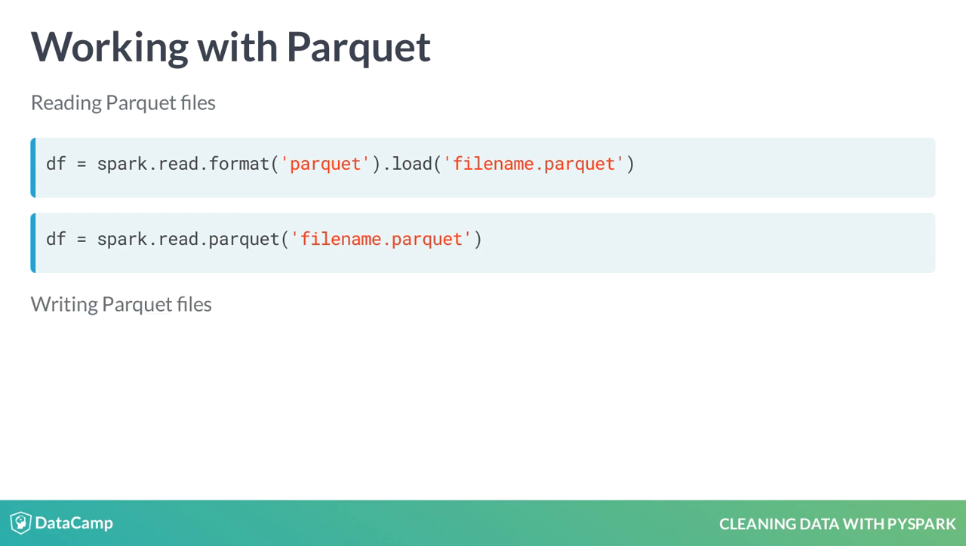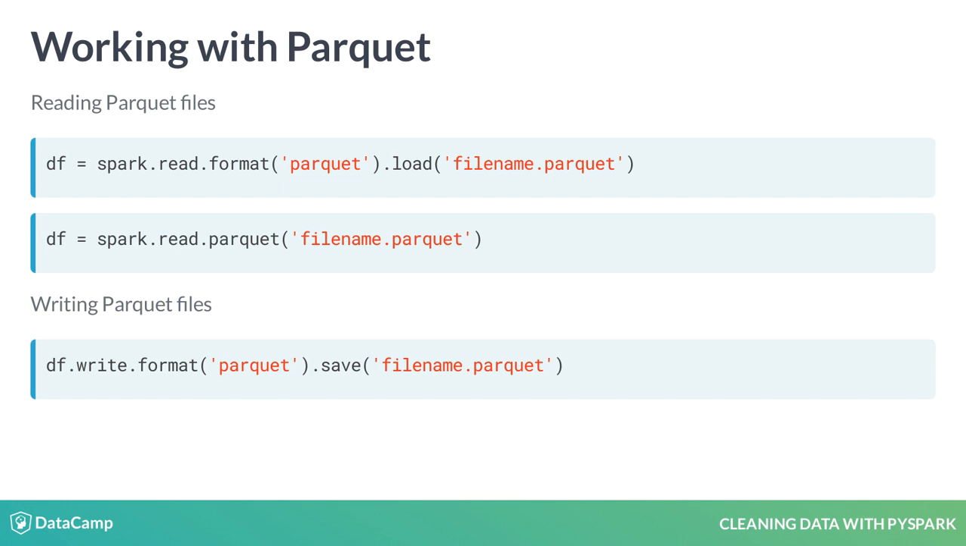Writing Parquet files is similar, using either df.write.format parquet.save filename.parquet or df.write.parquet filename.parquet. The long-form versions of each permit extra option flags, such as when overwriting an existing Parquet file.